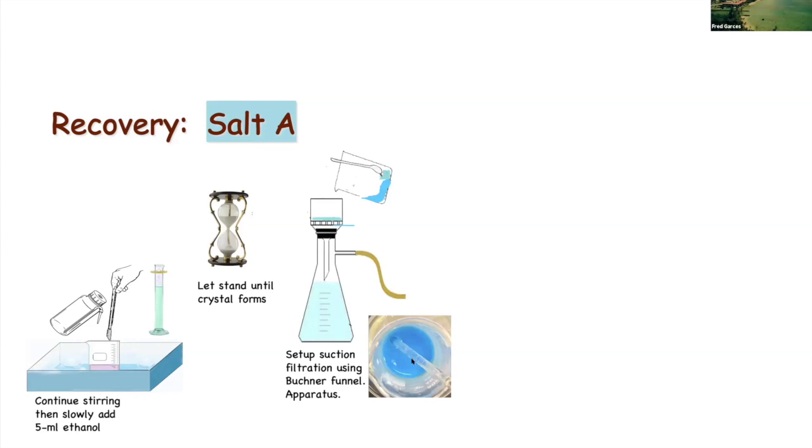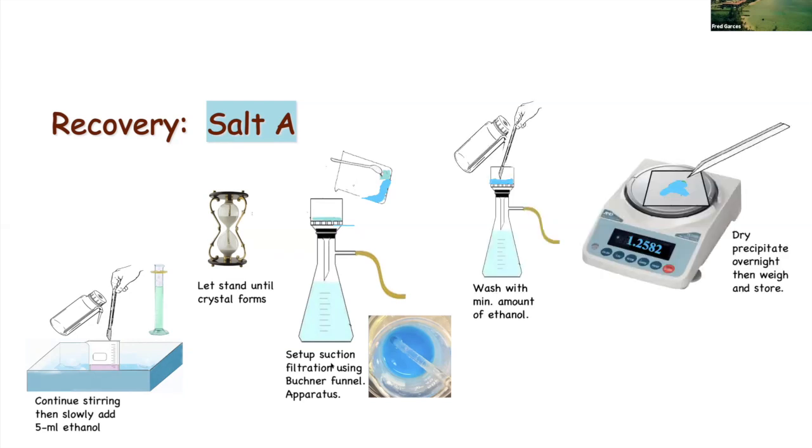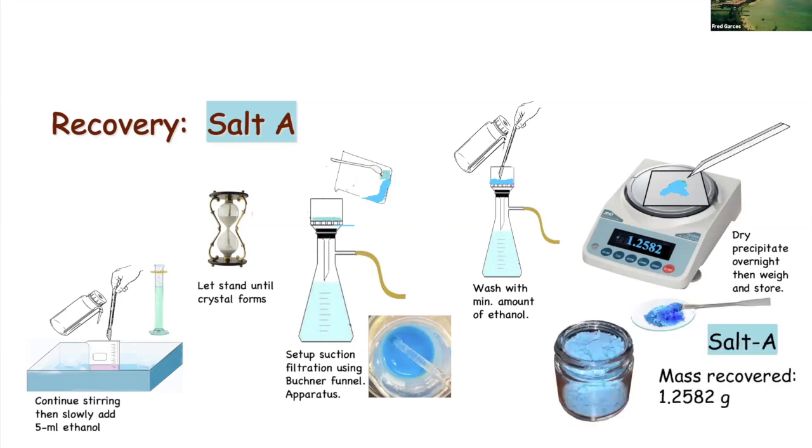Then if I have enough of this, and you notice how murky it is, it means there's solid suspended in water. Then I would set up a vacuum filtration and collect my product. Then I would weigh it. I would dry it overnight and then weigh the product in the next period. And this is what it would look like. In this particular experiment I recovered 1.2582 grams of my salt A.